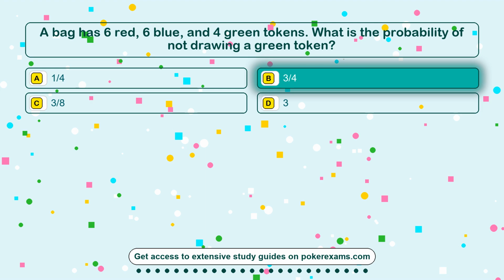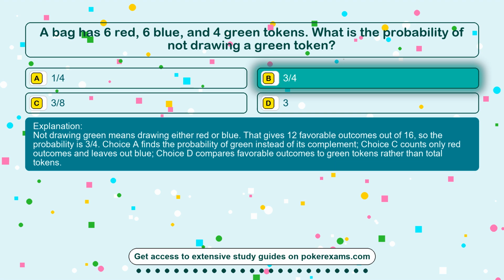The correct answer is option B, 3/4. Not drawing green means drawing either red or blue. That gives 12 favorable outcomes out of 16, so the probability is 3/4.